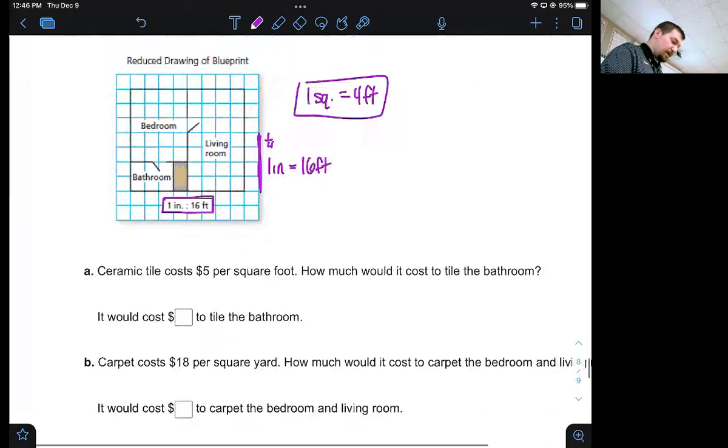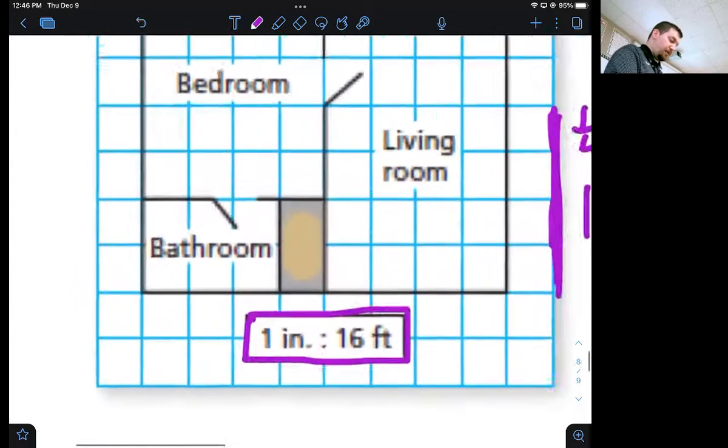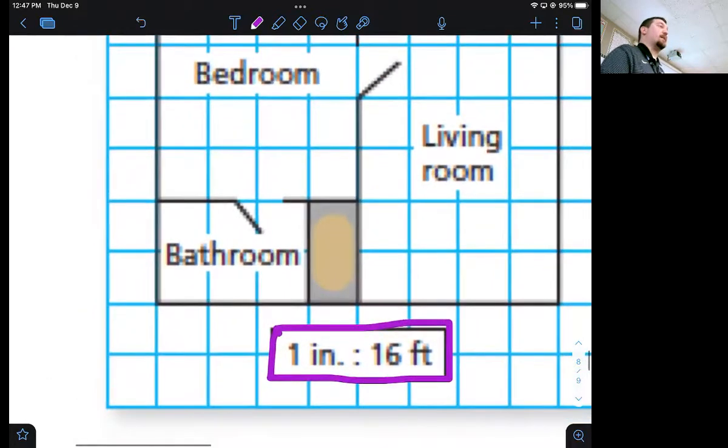It says ceramic tile costs $5 per square foot. How much would it cost to tile the bathroom? So to tile the bathroom, I would need to know the area of the bathroom. To find the area, I need the length and the width. So we'll start with the width. How many squares long is the width? 2. Each square is 4. So that's a length of 8 feet.